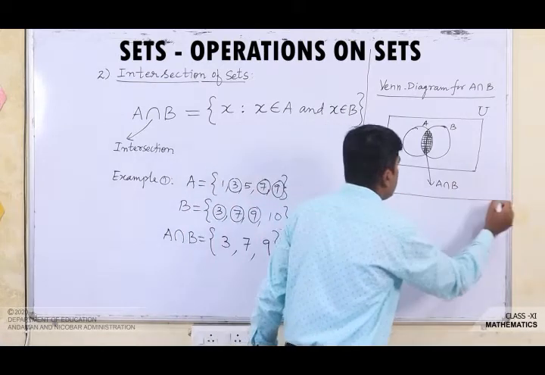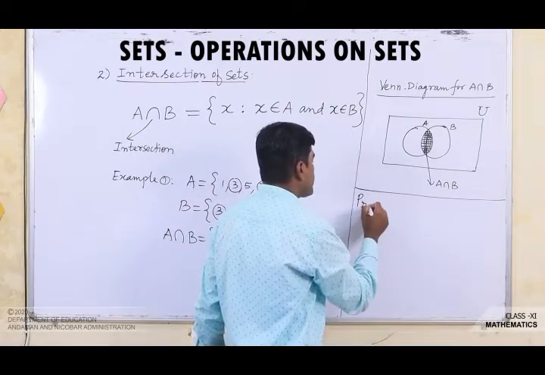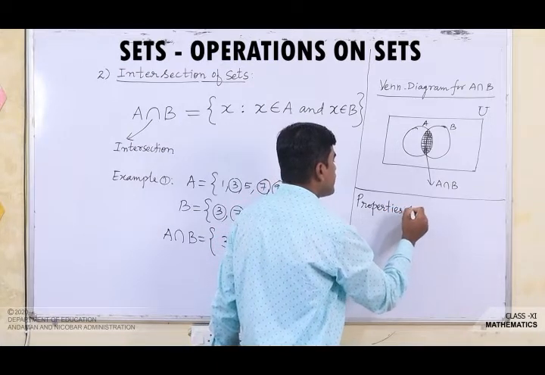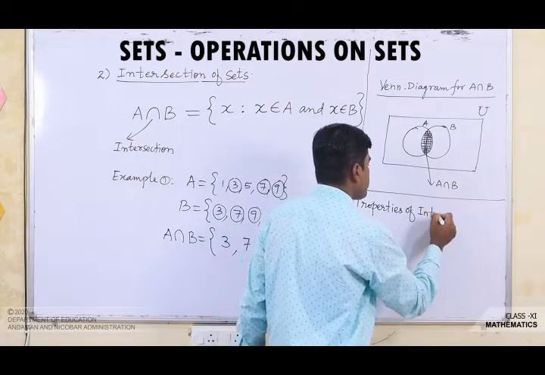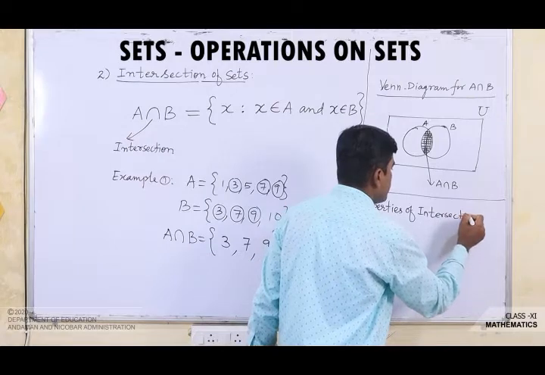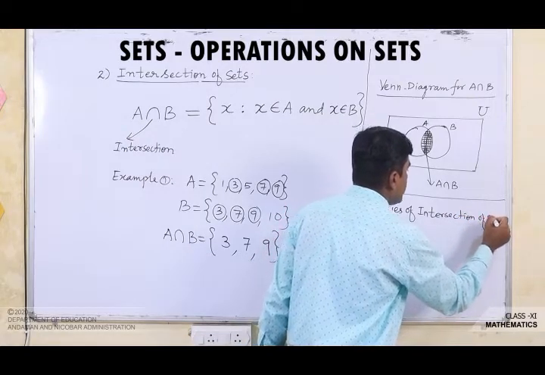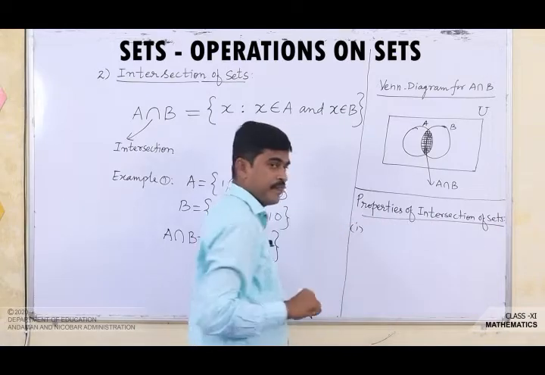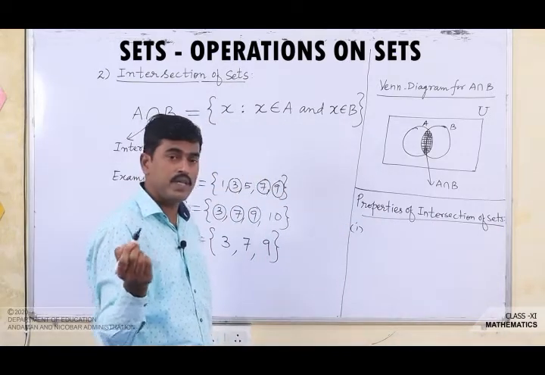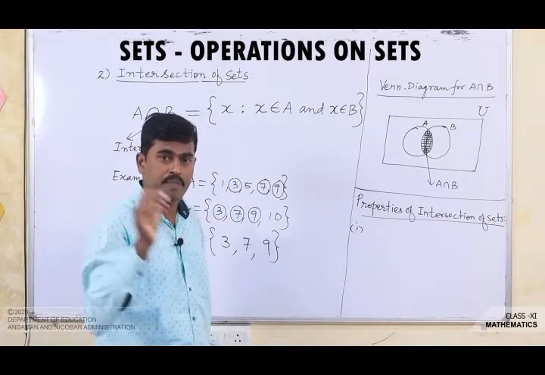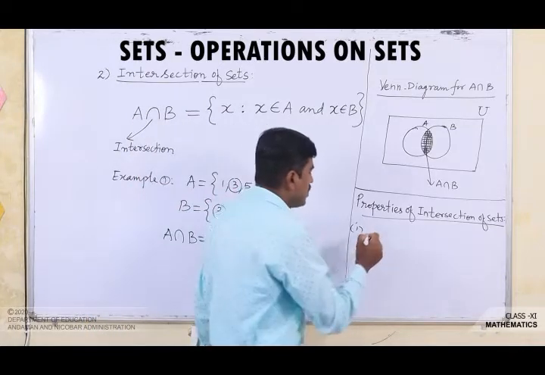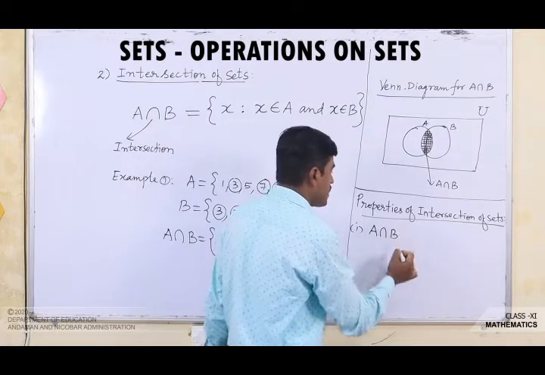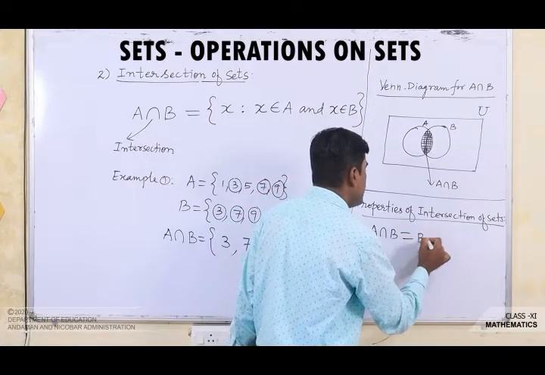Now let's see some properties of intersection. Properties of intersection of sets. Number 1: again, as in union, we know that A union B is equal to B union A. So like that, for two sets A and B, A intersection B is equal to B intersection A.